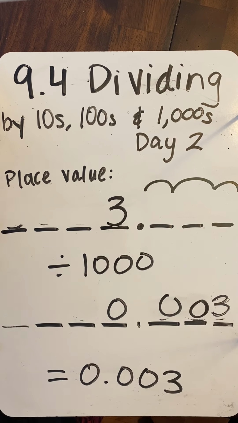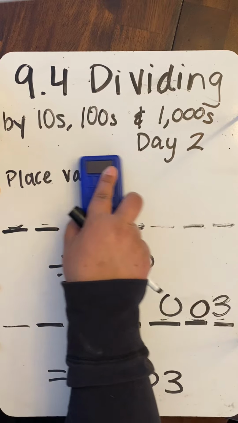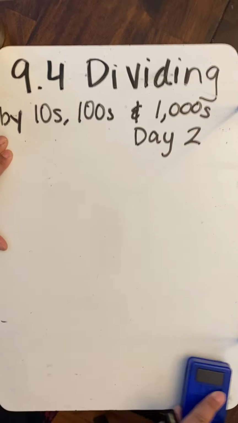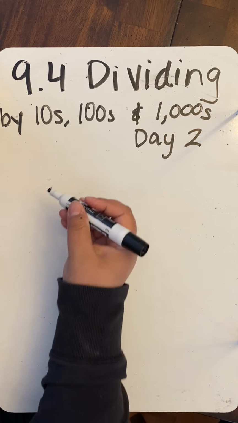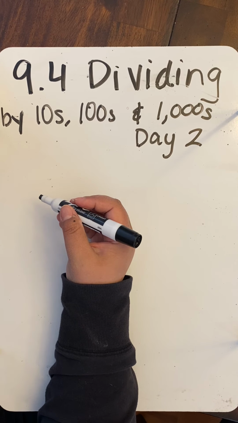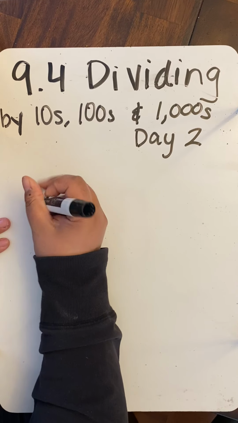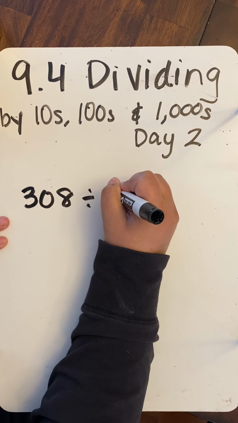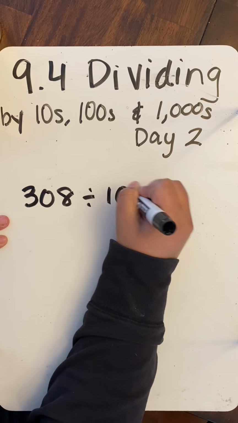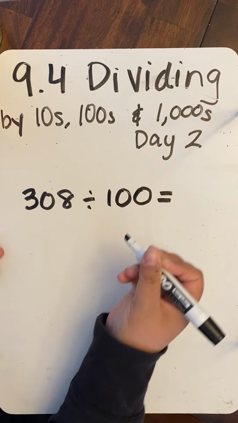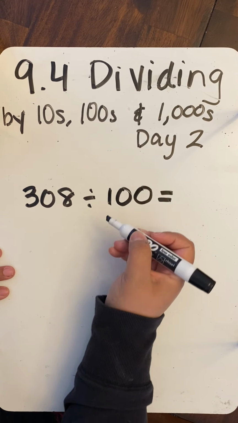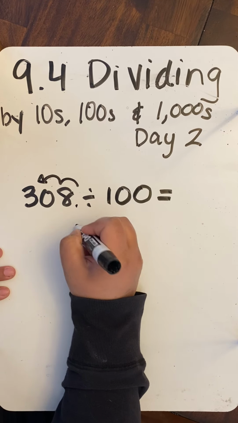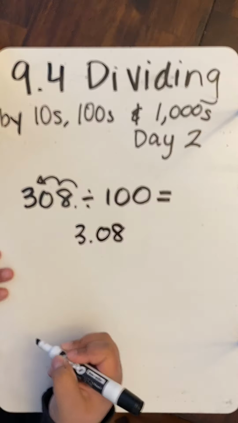All right, let's try some problems. So, if I have the problem 308 divided by 100, that would be, here's the decimal, and it has to shift 2 places, so that would be 3 and 8 hundredths.